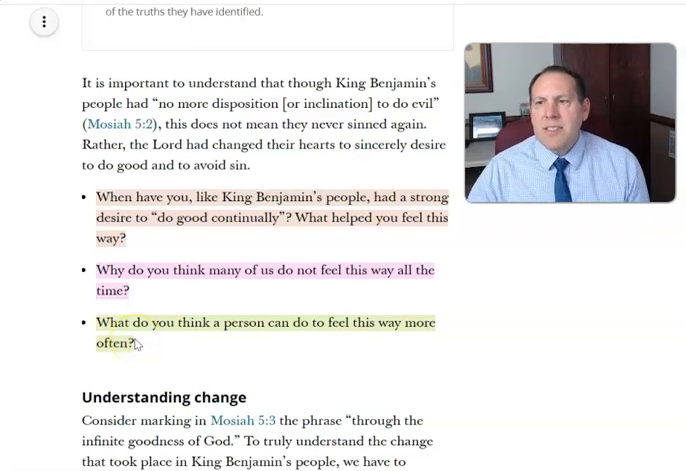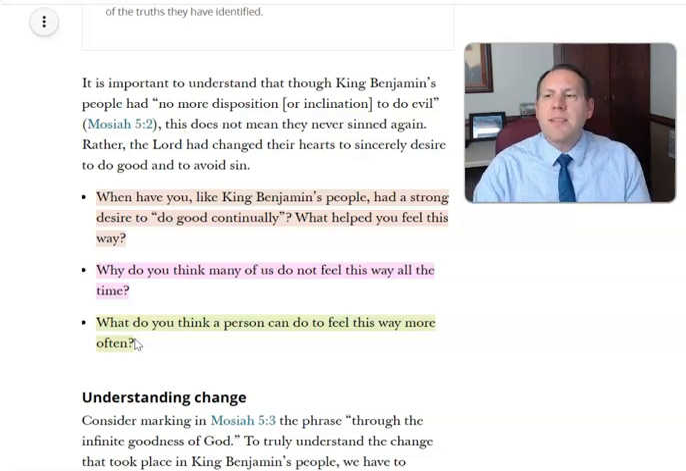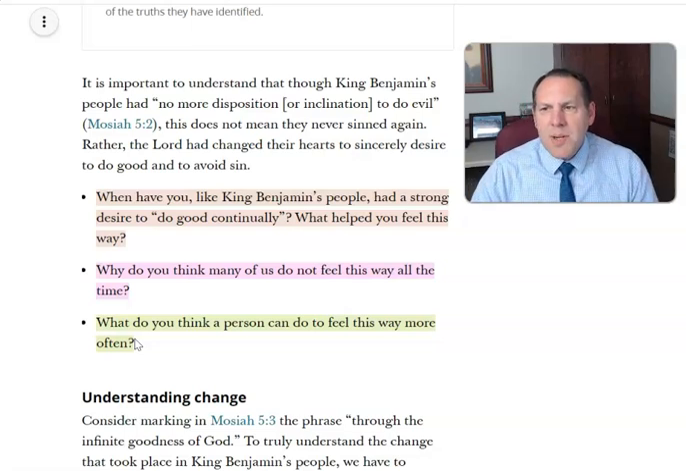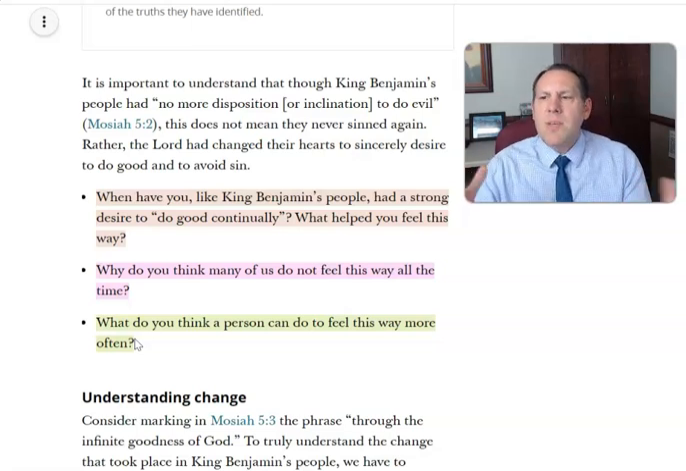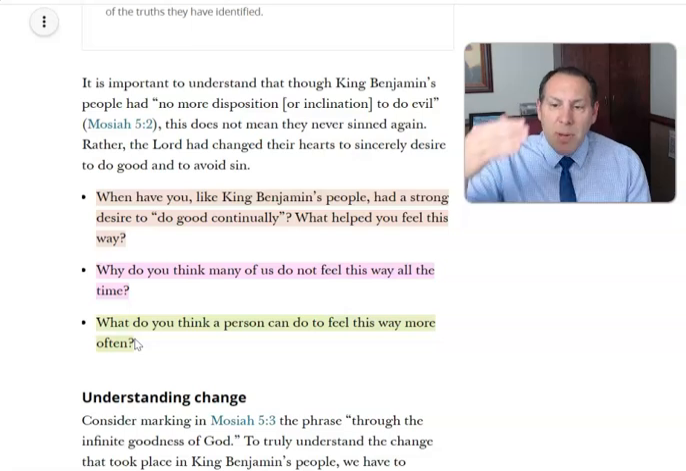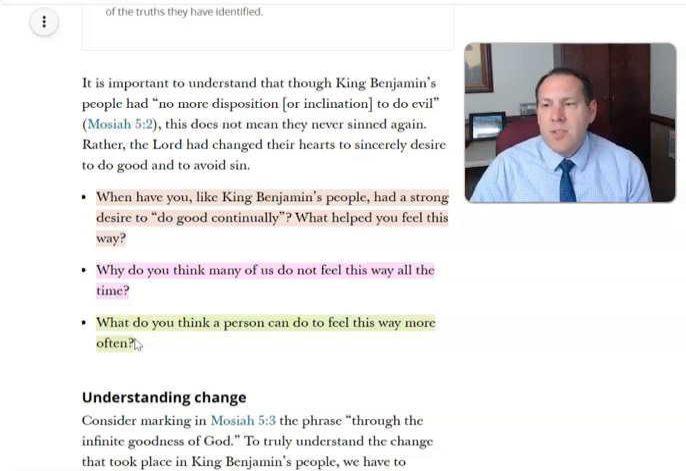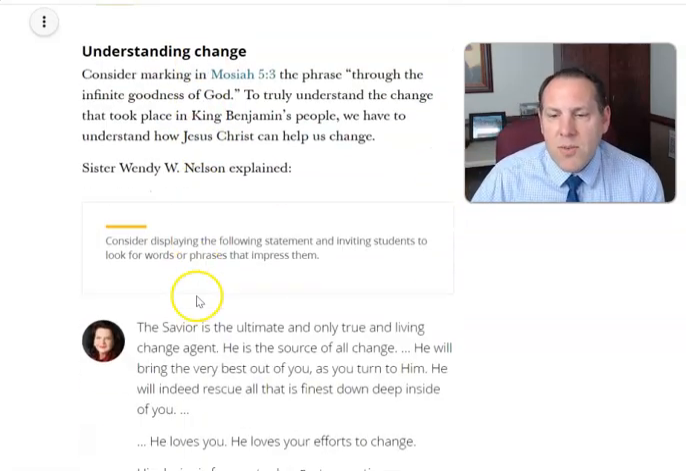Green, this is maybe ask the whole class, what do you think a person can do to feel this way more often? Class, what do you think? We've talked about this. We've had some experiences with it. What do you think we can do to feel this way more often? So that could be a good classroom discussion. But you see, those are three different ways to approach those series of questions.